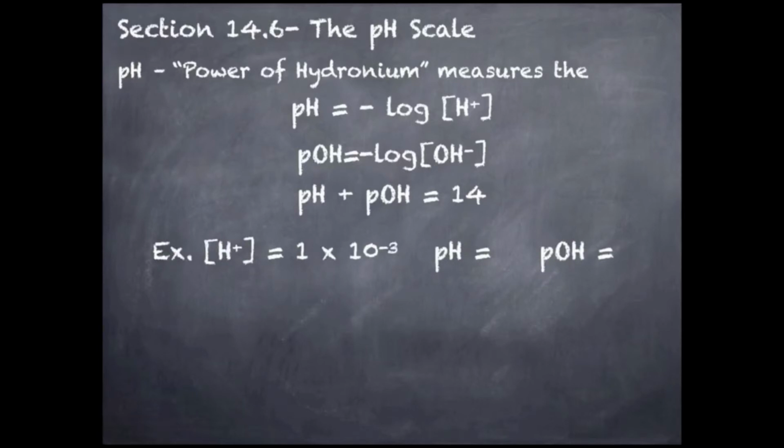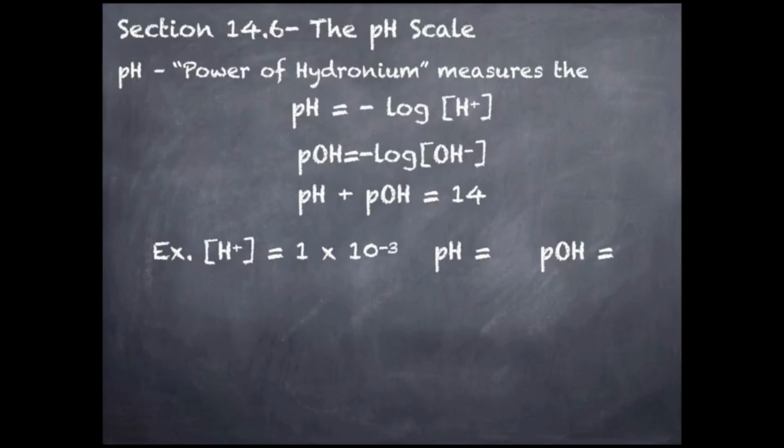So here I give you your concentration of H+, and I ask you to solve for your pH and your pOH. So what I'm going to do is go into my calculator, and because my pH equals the negative log of my concentration of H+, I'm going to just plug that into my calculator. I'm going to hit negative log of 1 times 10 to the negative third. And what you get is 3. That will be your answer.